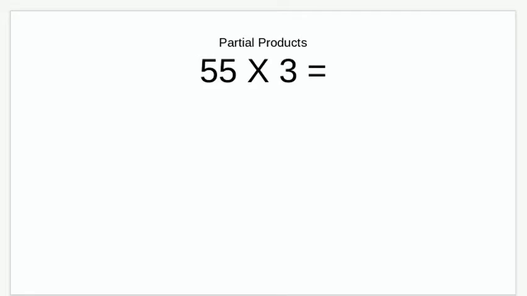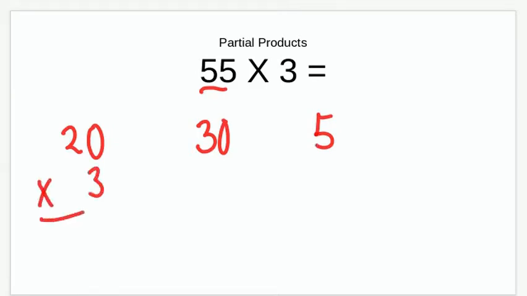Okay, I know it's the same problem, but so we can get the practice in, because this is what this is about, we're going to do 55 times 3, this time doing partial products. So we're going to break apart my 2-digit number, 55 still, into friendly parts. Let's do 20, 30, because that makes 50, and 5. So I'm going to multiply each of these parts times 3. So 20 times 3, 30 times 3, and 5 times 3.